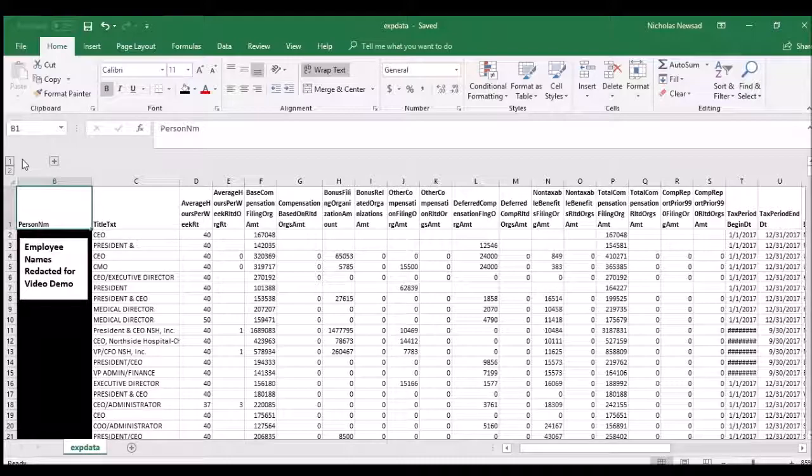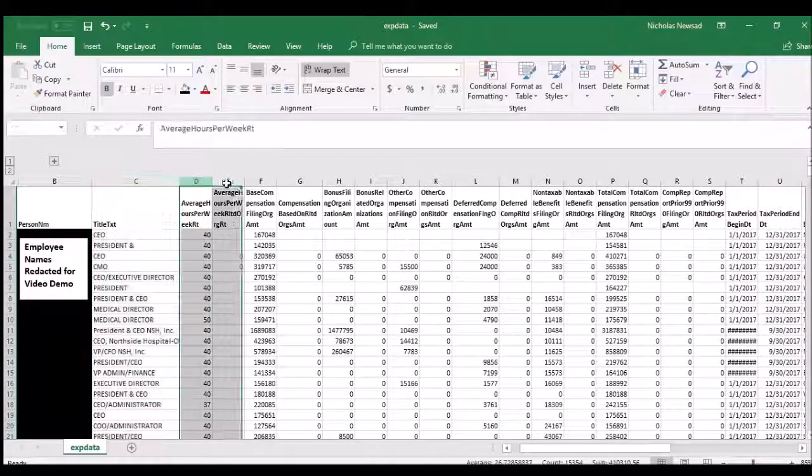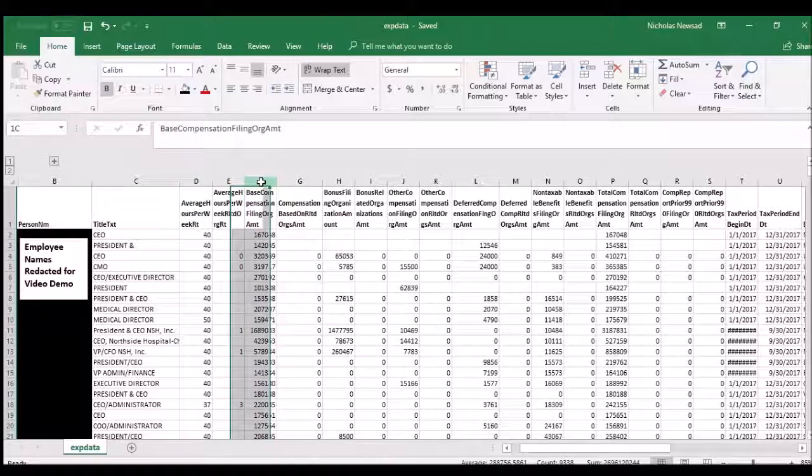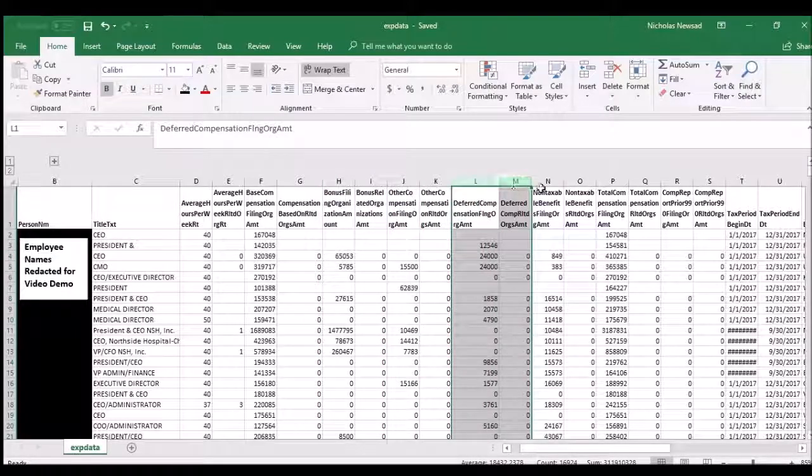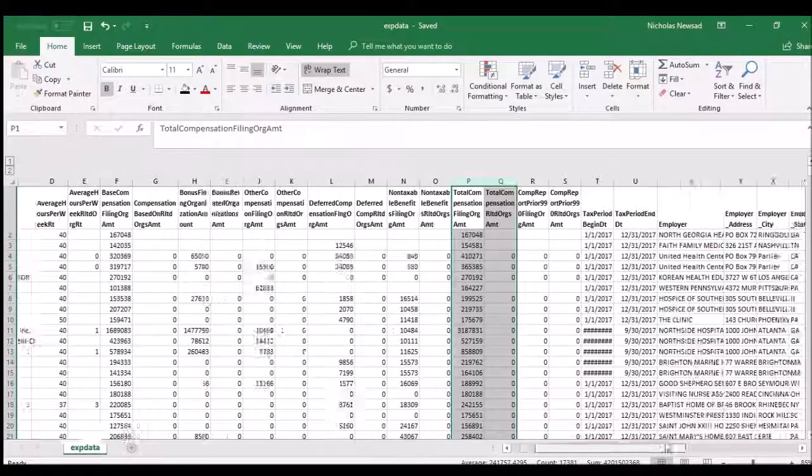The data fields include employee name, title, reported hours worked per week, base compensation, bonus compensation, other compensation, deferred compensation, non-taxable benefits, and total compensation.